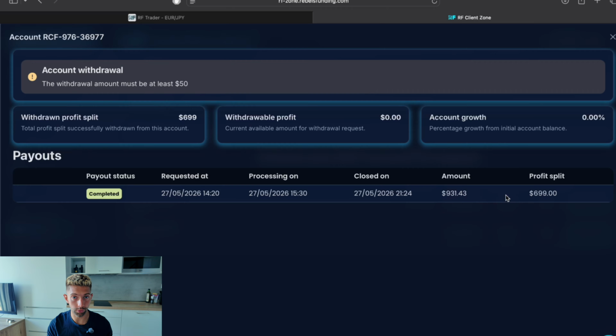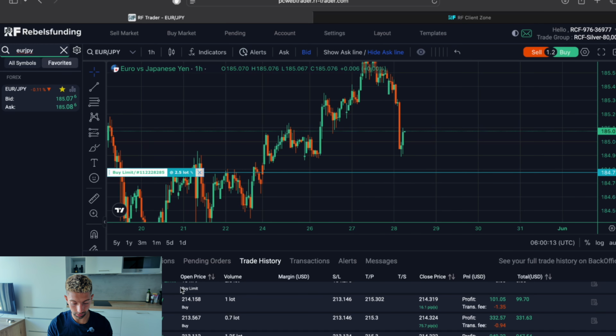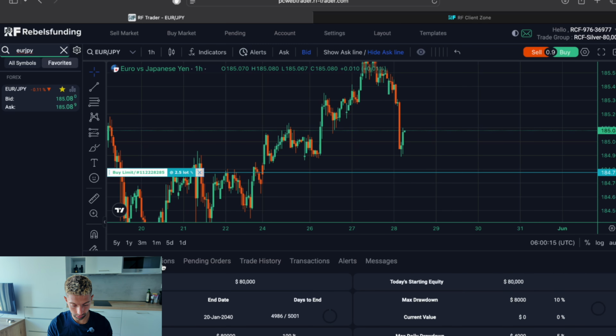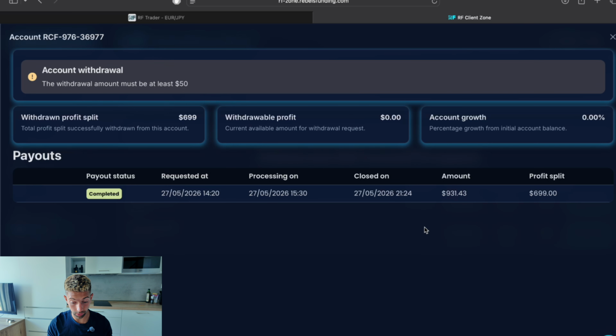As I said, I have new fresh 80,000 account, as you can see right here, the balance 80k. And yeah, so basically Rebels funding really well. The payout was fast, so everything was met. I think there is nothing to be scared of. So yeah, this firm has been really good so far.